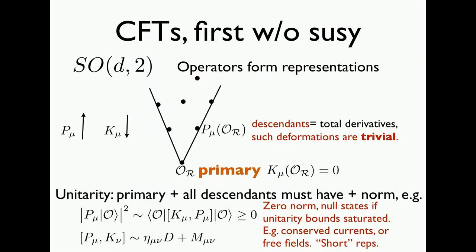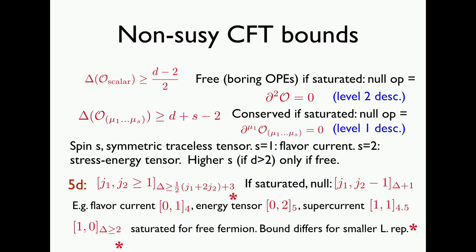Okay, so just to mention some of these unitarity bounds, for scalar operators in D space-time dimensions, this is the bound, so the dimension has to be bigger than or equal to (D minus 2) over 2. And if this inequality is saturated, then the operator is a free operator. The scalar operator has a level 2 descendant, which is basically just like saying it satisfies a free field Klein-Gordon equation. And such operators have to have, for instance, Borel operator product expansions because it's a free field operator.